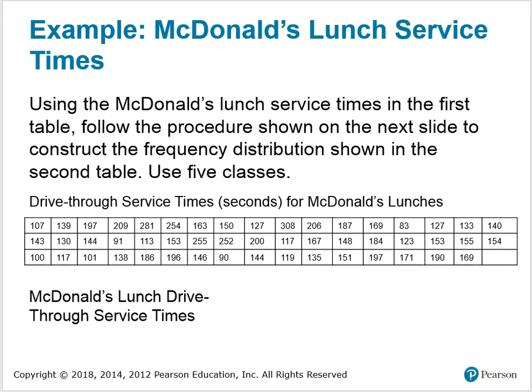So the data set we're going to work with is McDonald's lunch service times. So we have some numbers here, 107, 139, 197. These numbers are representing how long it took for their patrons to get their meal at McDonald's. Notice it is in seconds, so this is 107 seconds. So it didn't even take 2 minutes for this patron to get their meal at McDonald's.